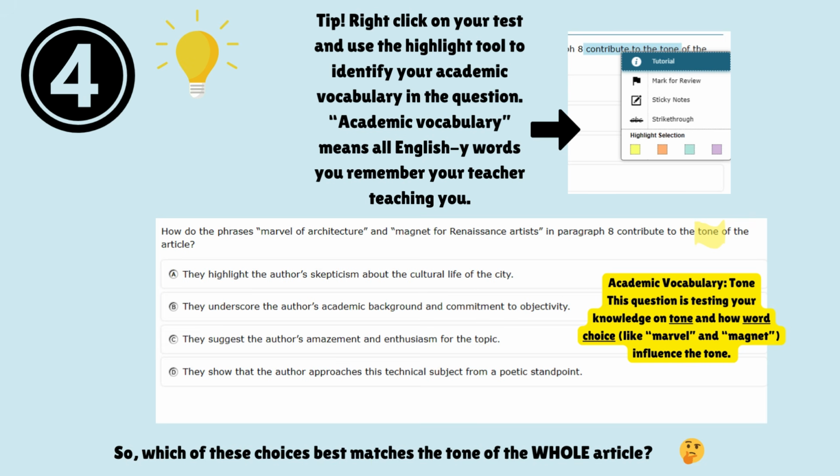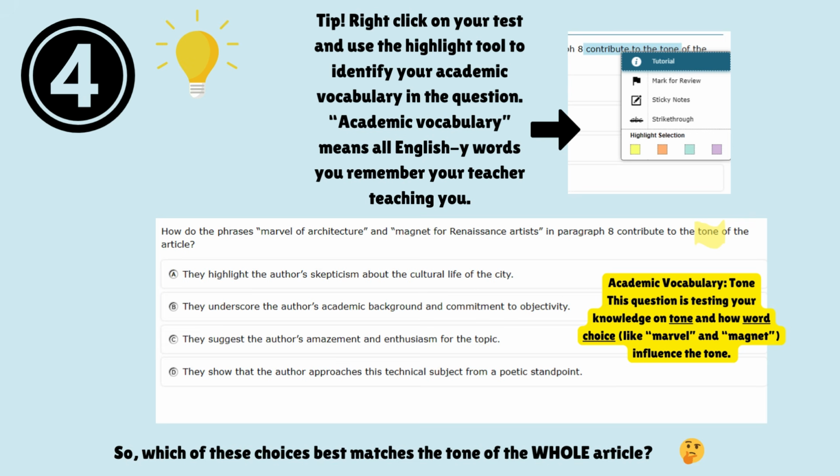Tip: right-click on your test and use the highlight tool to identify your academic vocabulary in the question. Academic vocabulary means all the Englishy words you remember your teacher teaching you. So if you don't remember what tone is, use the dictionary tool that you have available to you on your digital test. There will be multiple definitions of the word tone, but you want to find the one that matches reading and literature and everything that falls under that umbrella. You can also use the dictionary tool if you don't know what marvel means, or Renaissance, or architecture.